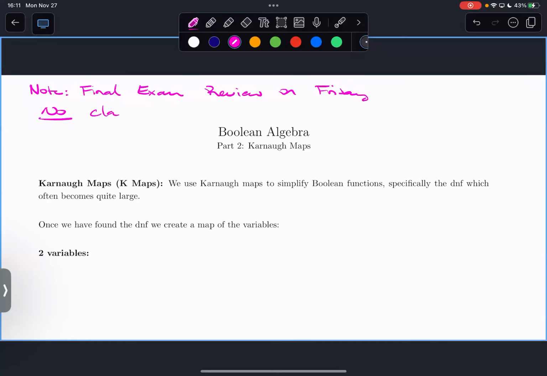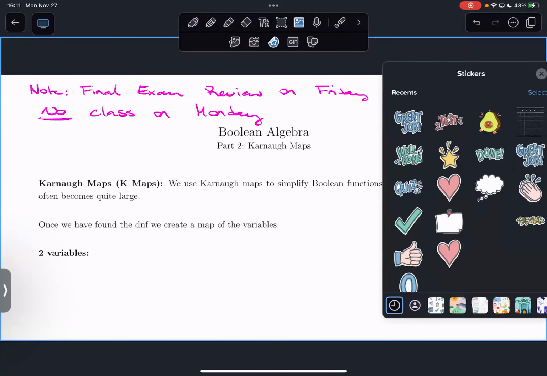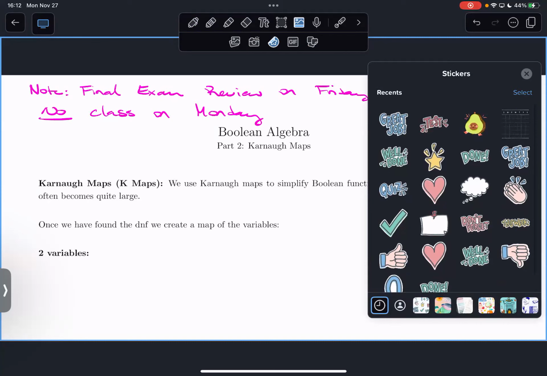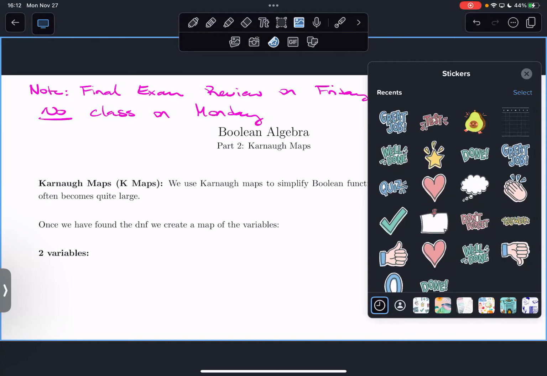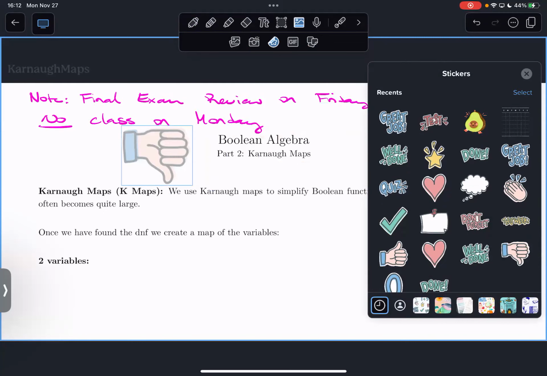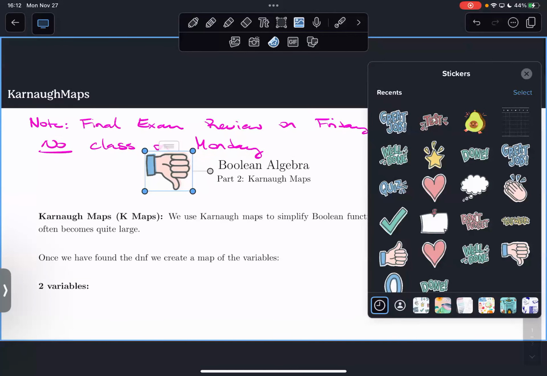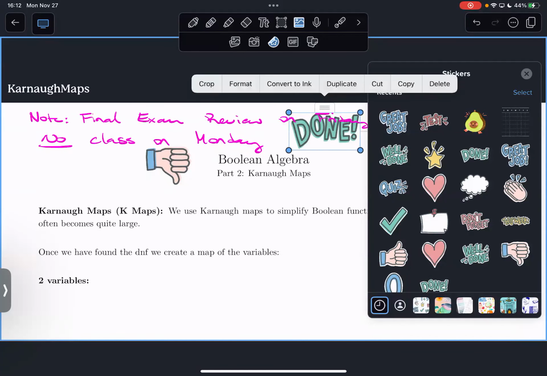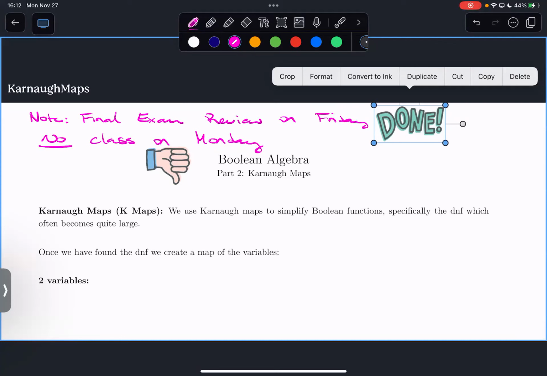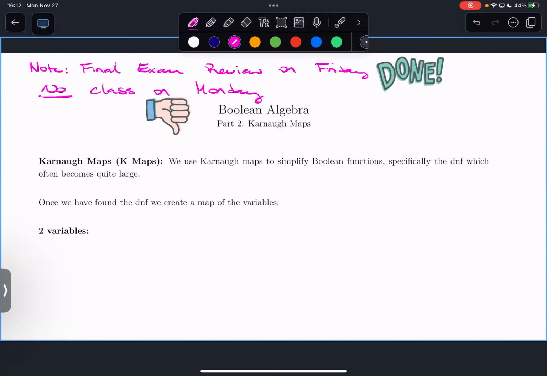So no class on Monday, which means... where's the sad one? No class on Monday. I know, so sad. But it means we're done on Friday. Any questions about that before we start? Okay.